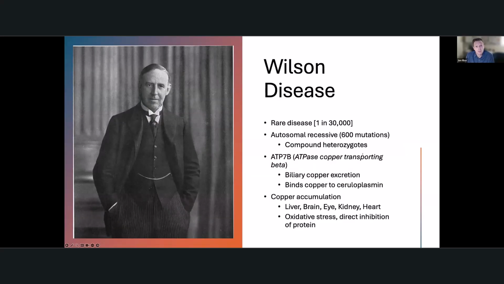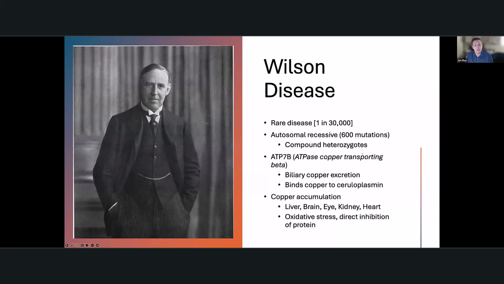It's autosomal recessive, and it has about 600 mutations. We'll talk about this a little later on with genetics, but most commonly, people who develop pathology are compound heterozygotes, meaning you have two different mutations together, not the same one.